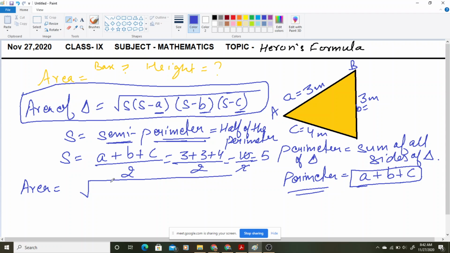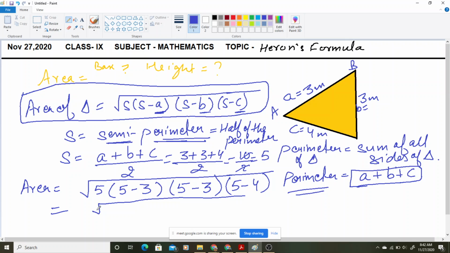So now I will put the values of S, A, B, C, everything in the question. Then S is what? 5. Then 5 minus, what value of A are we having? 3. Then 5 minus, again we will be taking 3. Then 5 minus, we will be taking 4. Okay, so now just see this thing. We are having under root 5. 5 minus 3, you will get 2. 5 minus 3, again you will get 2. And then 5 minus 4, you will get 1.